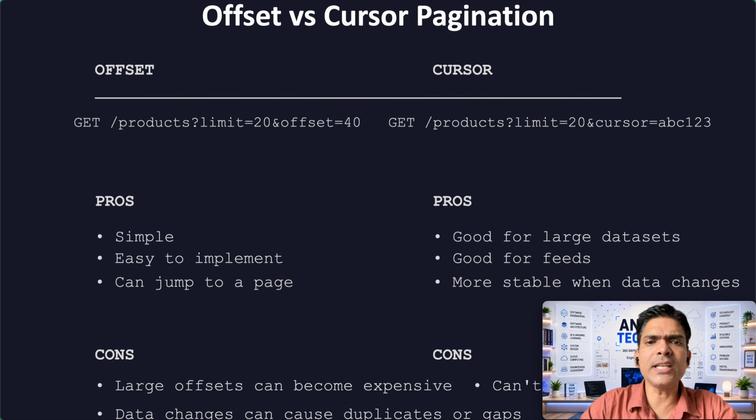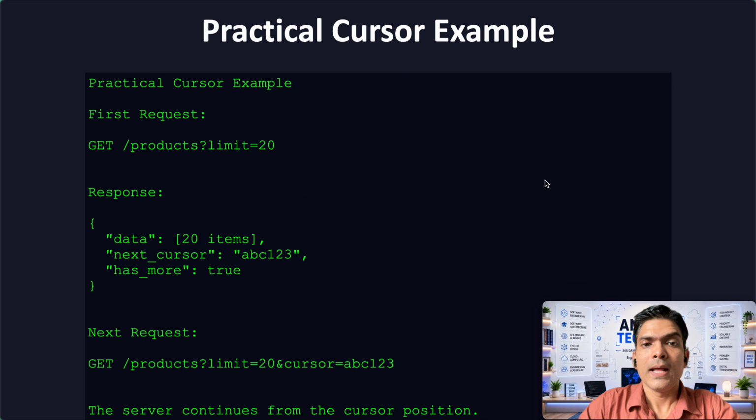Now let's talk about cursor-based pagination. Cursor pagination works differently. Instead of saying skip 40 records, we provide a cursor representing a position in the result set. Cursor-based pagination is particularly useful for large data sets and continuously changing data, such as social media feeds or activity streams.